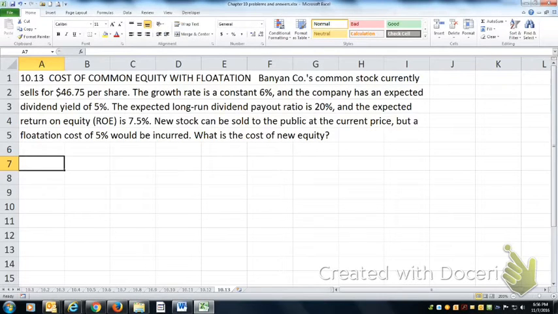This is problem 10.13 from Brigham and Houston, Fundamentals of Financial Management, Concise 9th edition. And what we're trying to get is the cost of new equity. Let's start by writing down what we know.